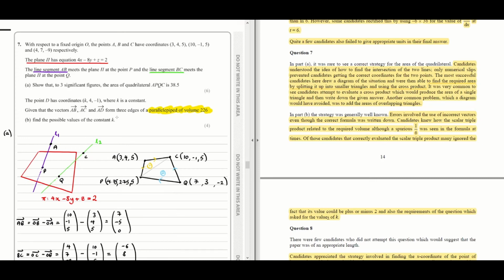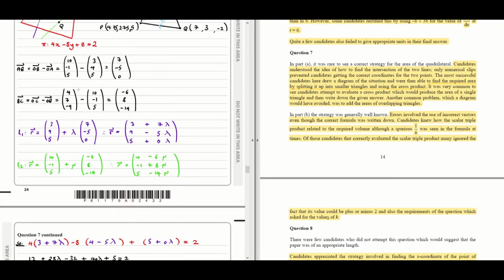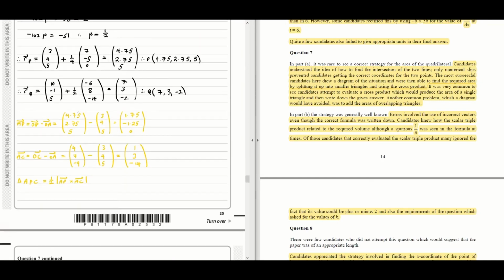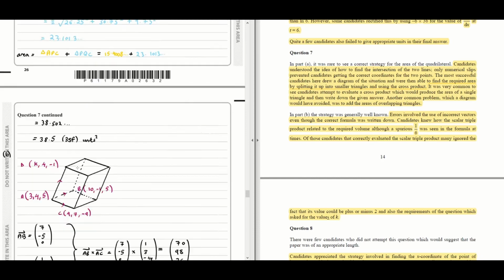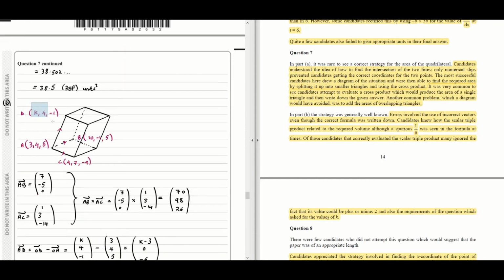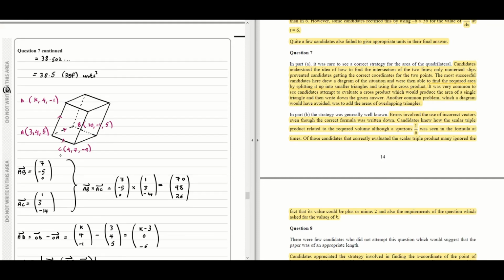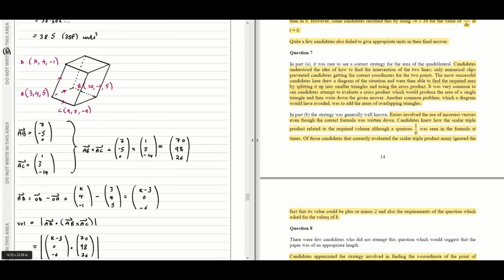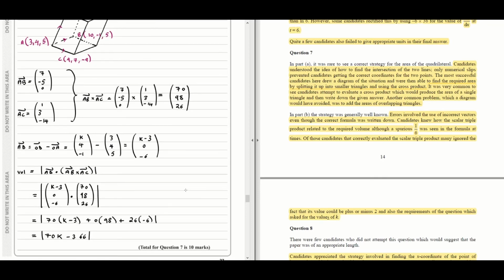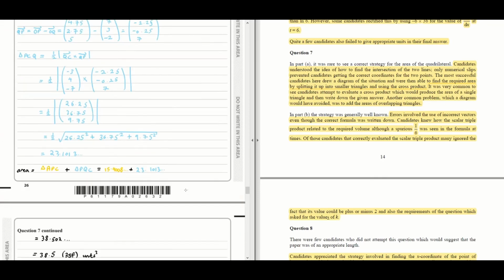For part B, that I thought was quite straightforward. We were to find the value of k given the volume of the parallelepiped. I think if you drew a diagram, that would have helped as well. Remember, we don't multiply by a sixth because it's not a tetrahedron. But overall, this question wasn't that well answered, which is quite surprising. It was long, yes, but it was quite straightforward.